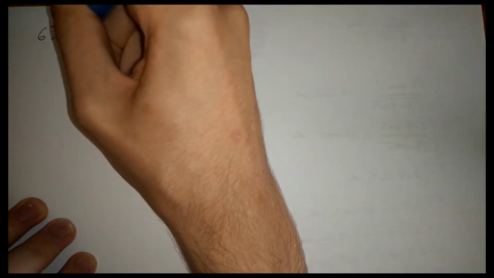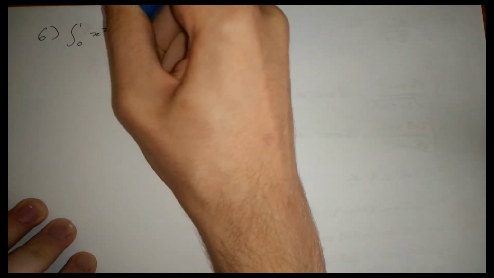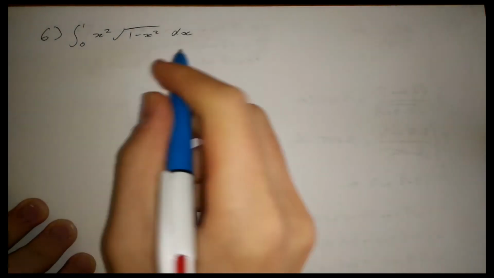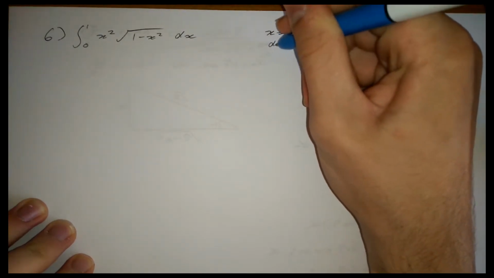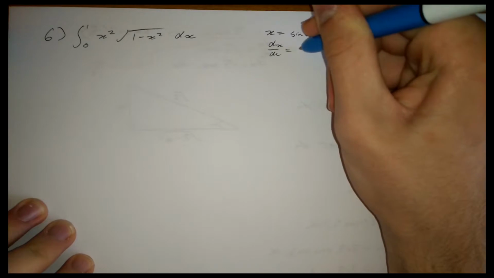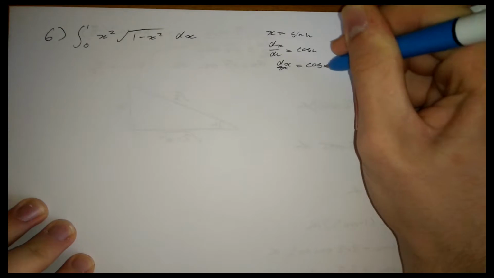The next question is, what number? Question 6. Oh, everything's blue. Okay. Question 6 there, which is the integral from 0 to 1 of x squared root 1 minus x squared dx. Now, if we want to get rid of this root sign, we can just substitute in x equals sine u, and if we differentiate that, we get cos u. So our factor that we need to multiply in is cos u du.